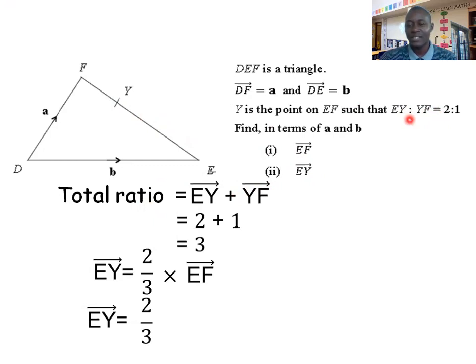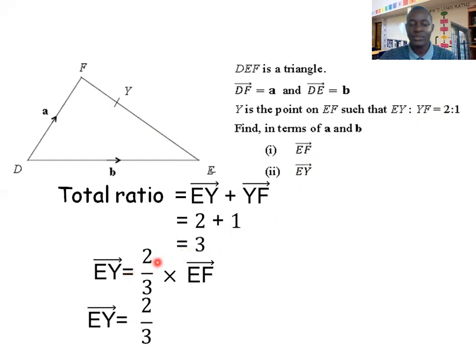It is the same thing as saying EY over YF is going to be 2/1. If you cross multiply that, you're going to get that one is going to be 2 times the other. Now, the way to attempt this problem is to first find the total ratio. The total ratio will be 2 plus 1. That's going to be 3.